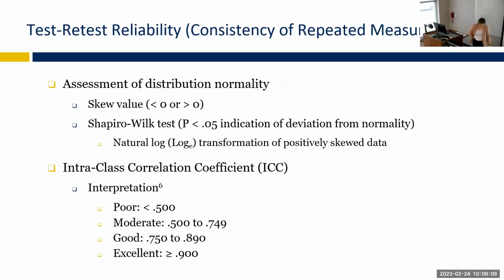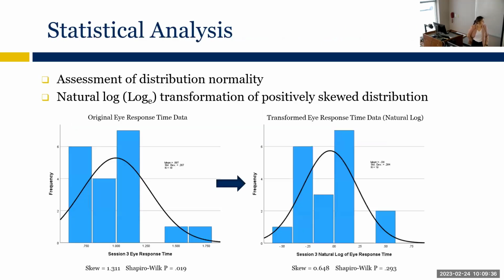So we used the Shapiro-Wilk test to see if the data deviated from normality, and if it did deviate, we then did a natural log transformation. And then the intraclass correlation coefficient, or the ICC, values were interpreted as poor being less than 0.5, moderate being 0.5 to 0.749, good being 0.750 to 0.89, and excellent being greater than or equal to 0.9.